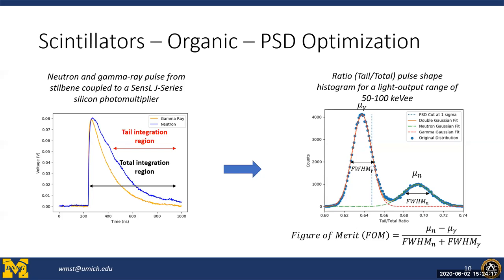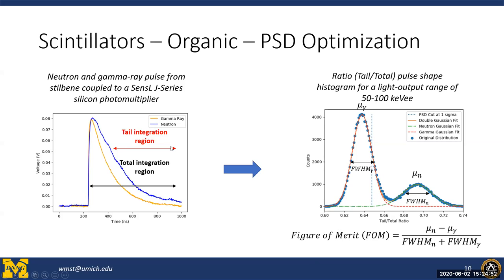So one of the things we like to do is quantify how good is our pulse shape discrimination capability. And for that, we've developed what is called a figure of merit analysis, where we look at the difference between the means of these two distributions over the summation of the full width at half maxes of these two distributions. And we can see these are both fit with Gaussian distributions, and they both fit Gaussian distributions very nicely, such that we can accurately determine these parameters for this analysis.